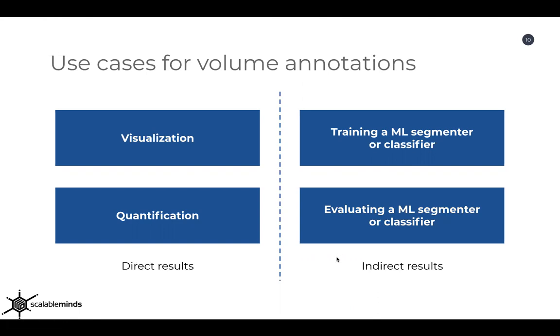And then the second category is more indirect results. And that is when you have a machine learning system in the loop. So you can use the annotations to train a machine learning system. That could be a segmentation or a classification. And you can also use these annotations for evaluation purposes of such a machine learning system. And these are two fairly different use cases, which I'll talk a bit more about in a second.